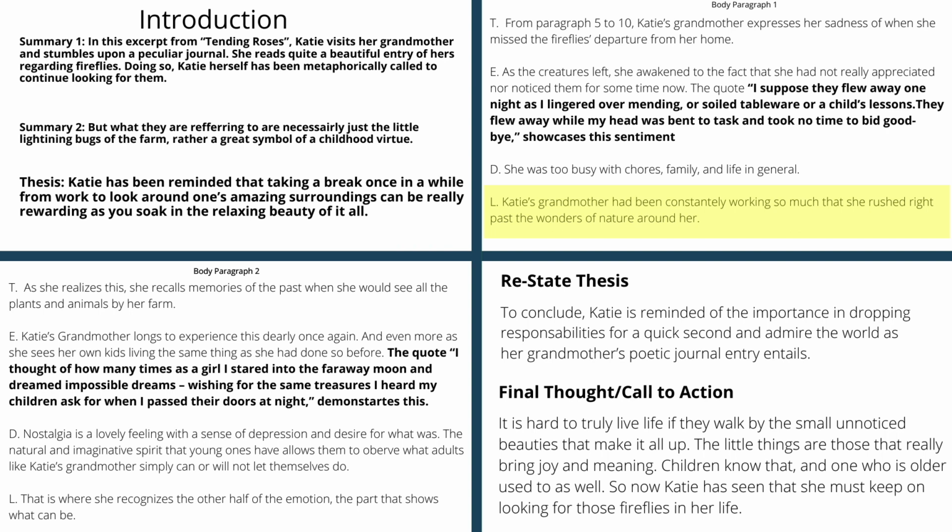And that last and linking sentence, okay, let's look at the link between the topic sentence and the last sentence. I want you to look at that topic sentence again. In the first sentence, the grandmother missed the fireflies. And in the last or linking sentence, she worked so much that she rushed right past the wonders of nature. There is a clear connection there. There is a link between these two sentences.